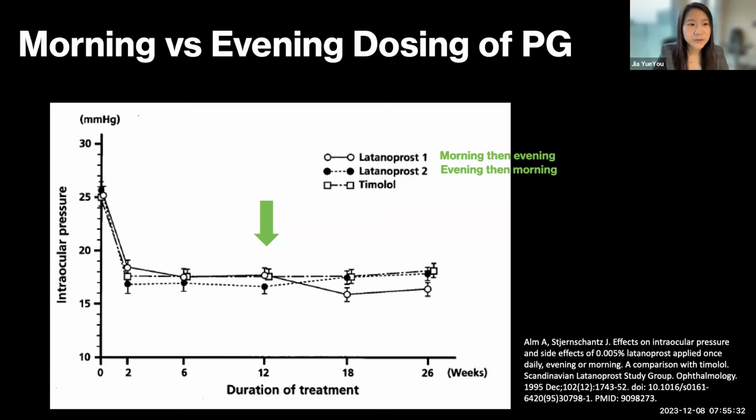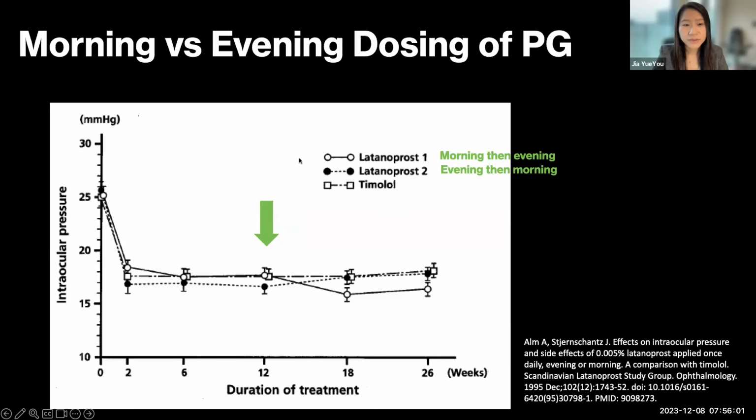So we have a very nice graph here, on the y-axis showing the intraocular pressure of the patient, and on the x-axis, the duration of the treatment. Everybody got 26 weeks of drops. Just for sort of a control, let's look at timolol here, the white square. Initially, the pressure before starting the drops was around 25 or so. The pressure lowers down to 17 and 18, and it stays about the same throughout the whole 26 weeks.